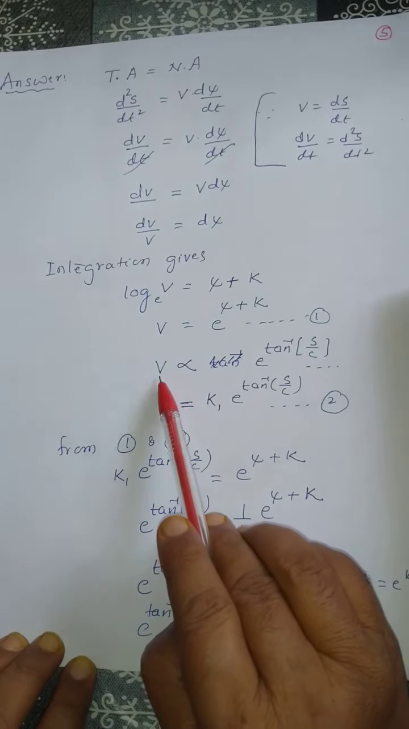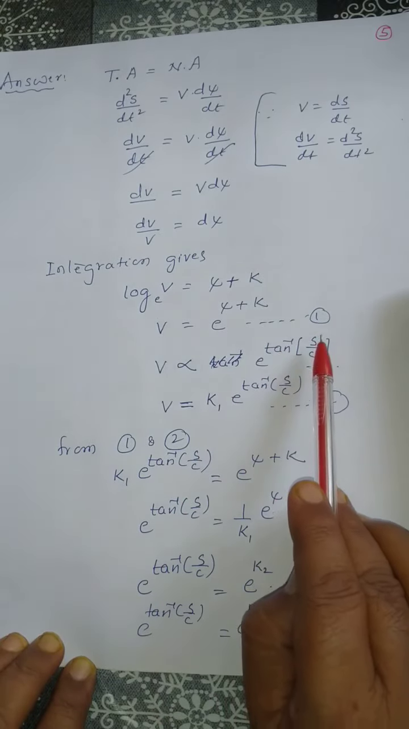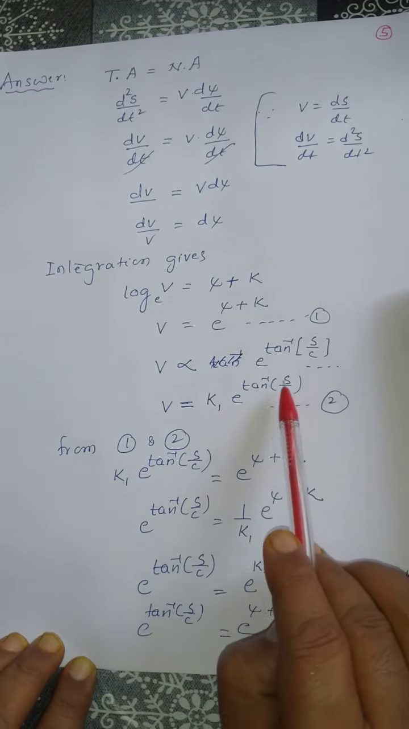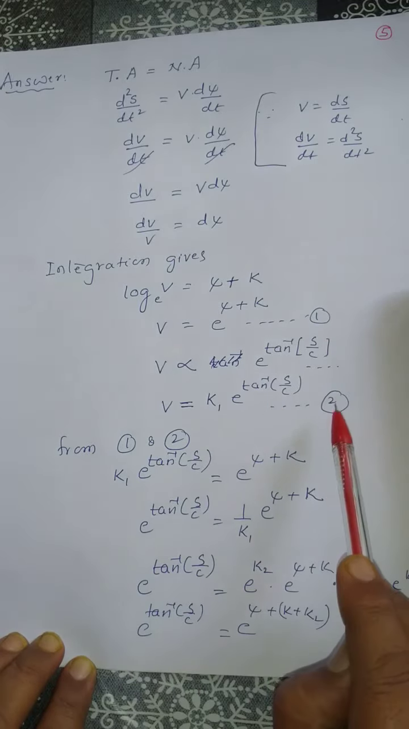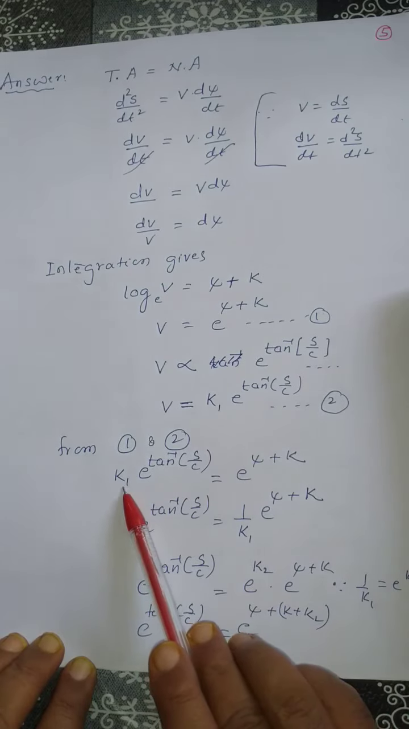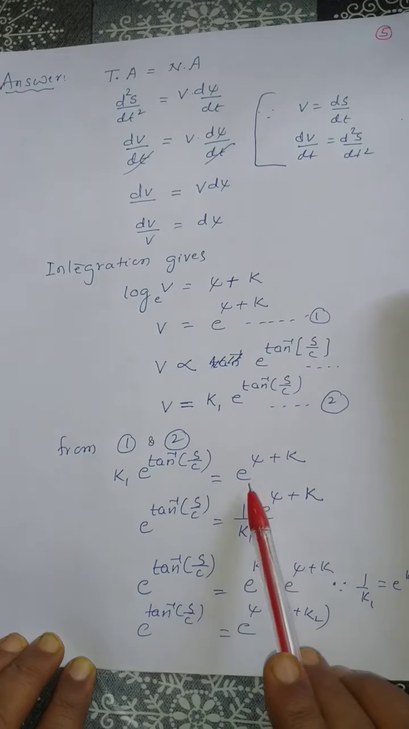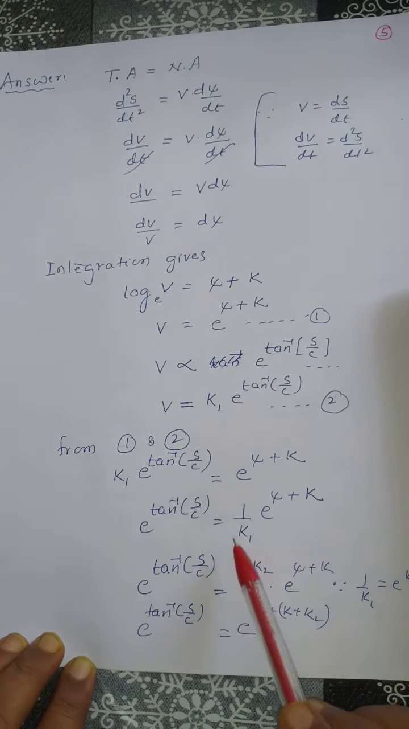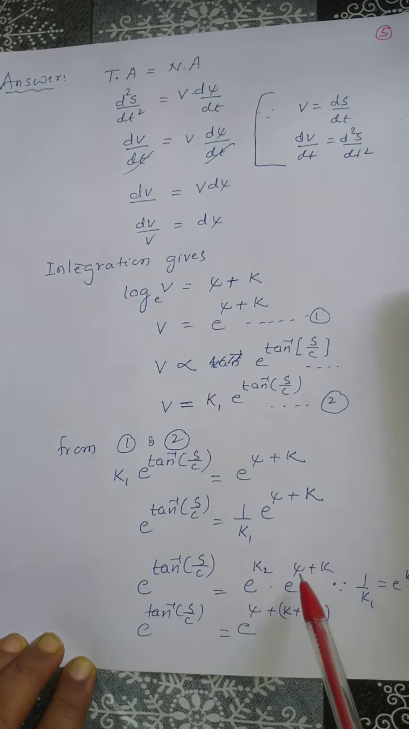But given that velocity is proportional to e raised to tan inverse s by c. So if I remove the proportionality, it becomes k1 e raised to tan inverse s by c. So from 1 and 2, equate these two. So e raised to tan inverse s by c, taking k1 to the RHS, equals 1 by k1 e raised to psi plus k. I would like to write it in terms of e, just to remove that e power term on both sides. So this 1 by k1, let me write as a constant term, e raised to k2. So e raised to k2, e raised to psi plus k.